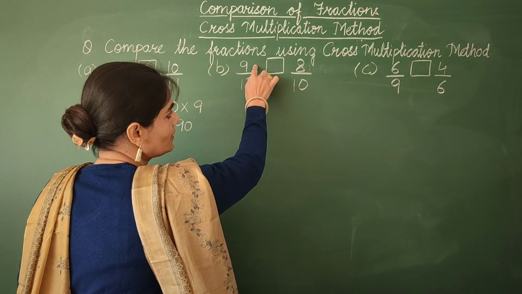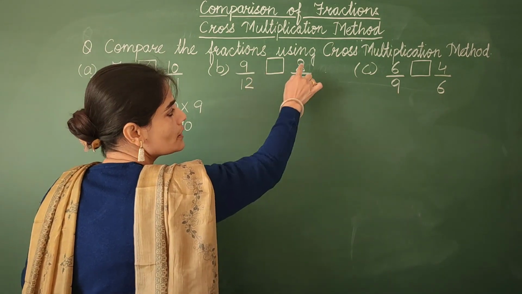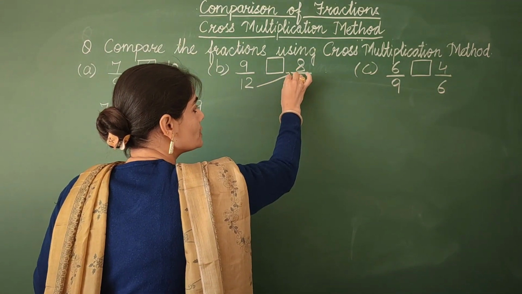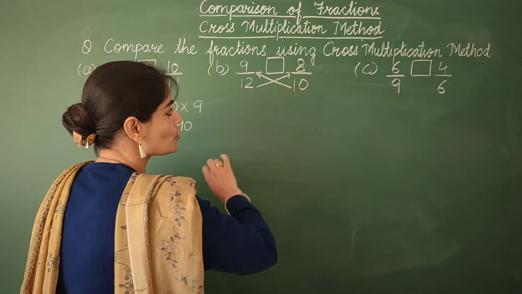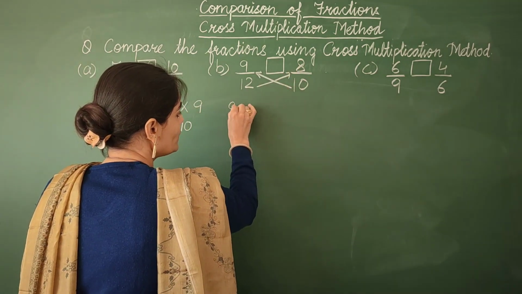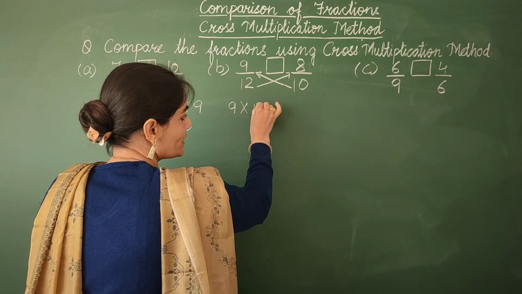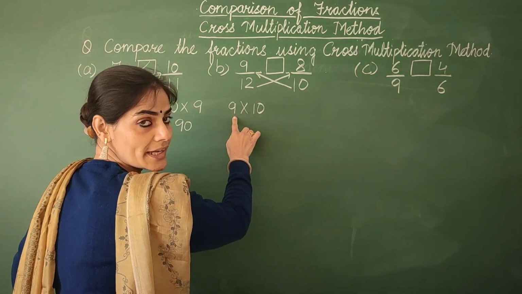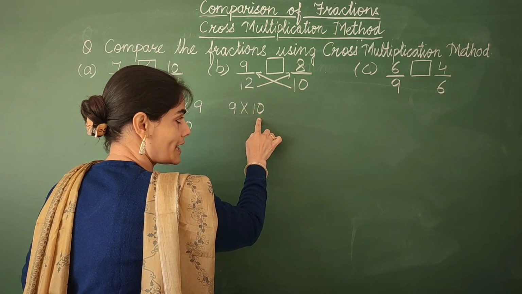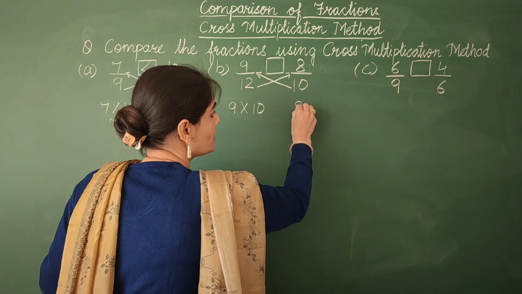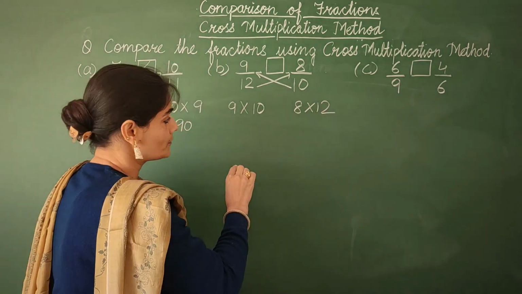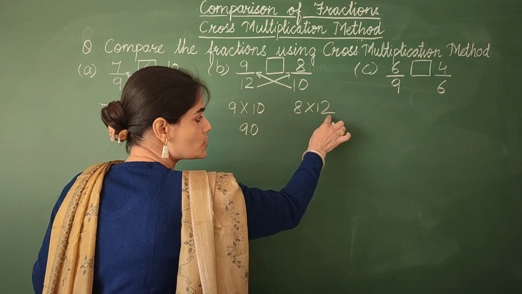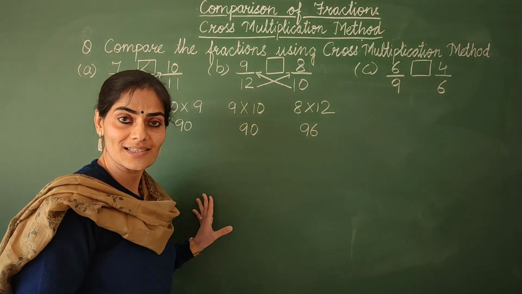Now we are comparing the fraction 9 twelfths with 8 tenths. So again, I put this symbol of cross and draw the arrows accordingly. On the left side, I write 9 multiplied by 10. And on the right, I am writing 8 multiplied by 12. So 9 times 10 gives us 90 and 8 times 12 gives us 96.